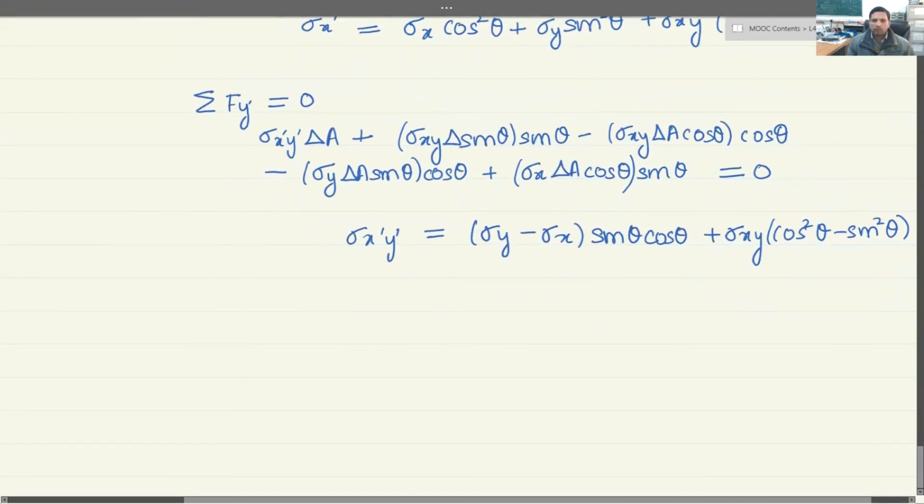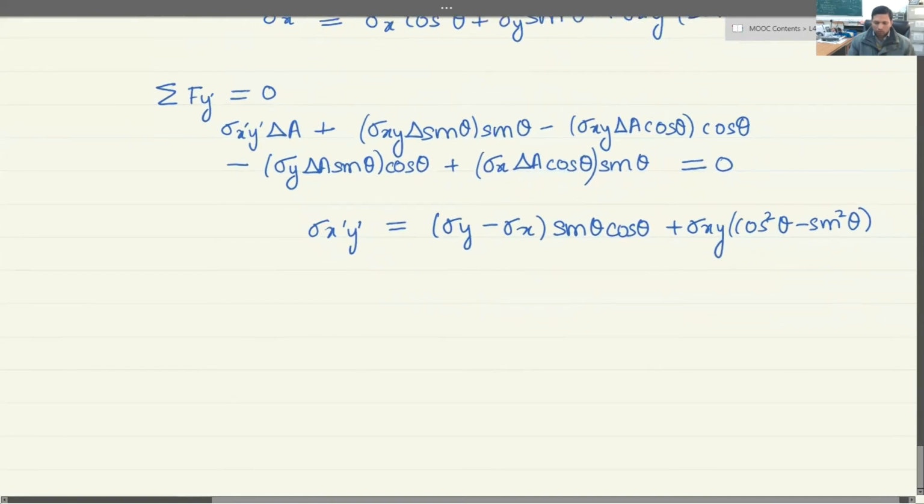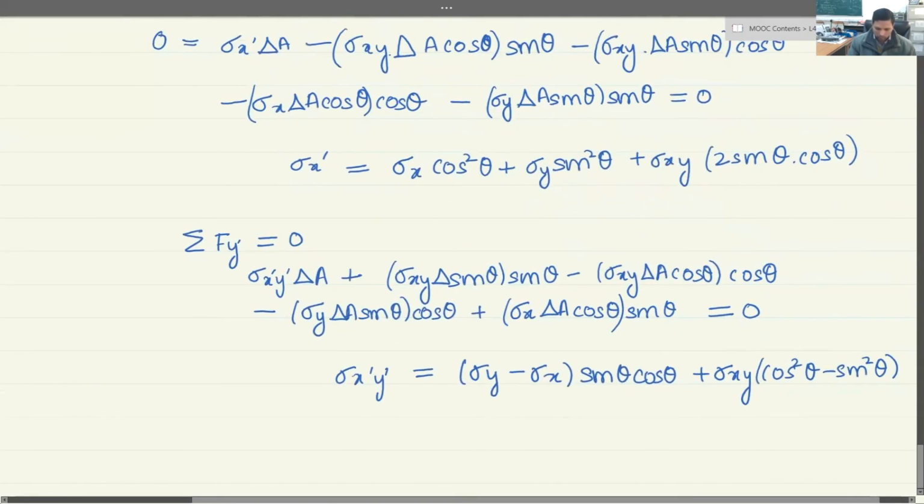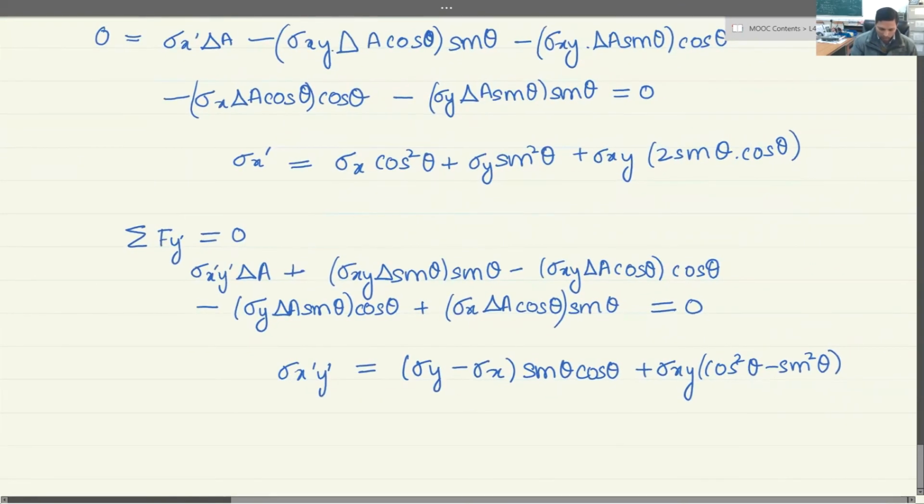Now this plane stress transformation can be made a little bit simpler if we apply some of these trigonometric equations. Okay, but before that, let me just highlight the two equations that we have here.